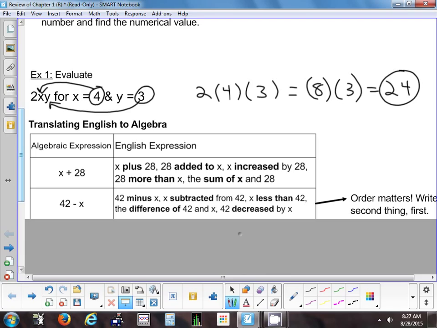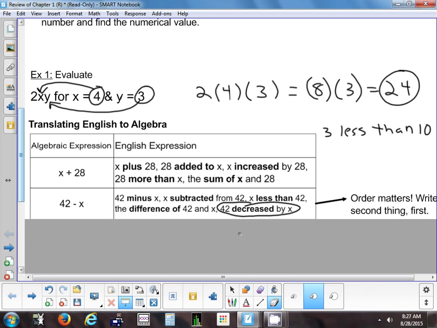These are some words that you're going to see with subtraction. When word problems come up, you might see the word minus, subtracted, less than, difference, or decreased by. Now, Mr. Roy writes something here. Order matters, specifically with this one. For example, if I said to you, let me just write this out, 3 less than 10.